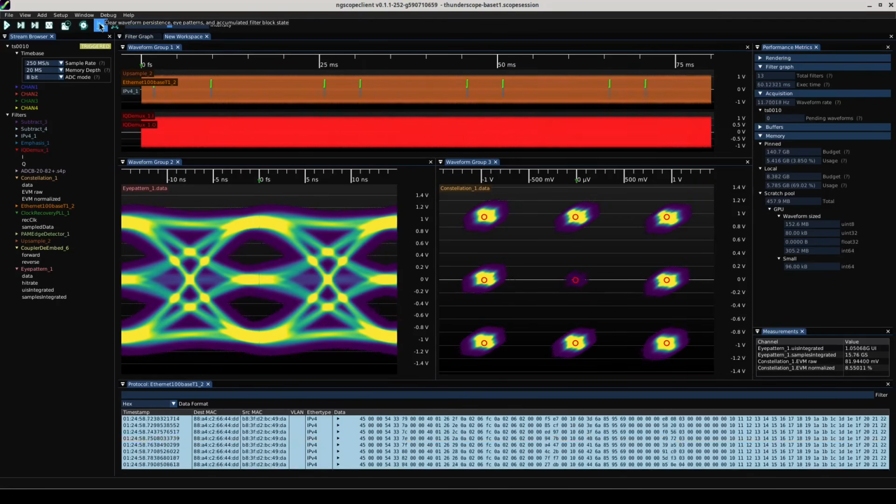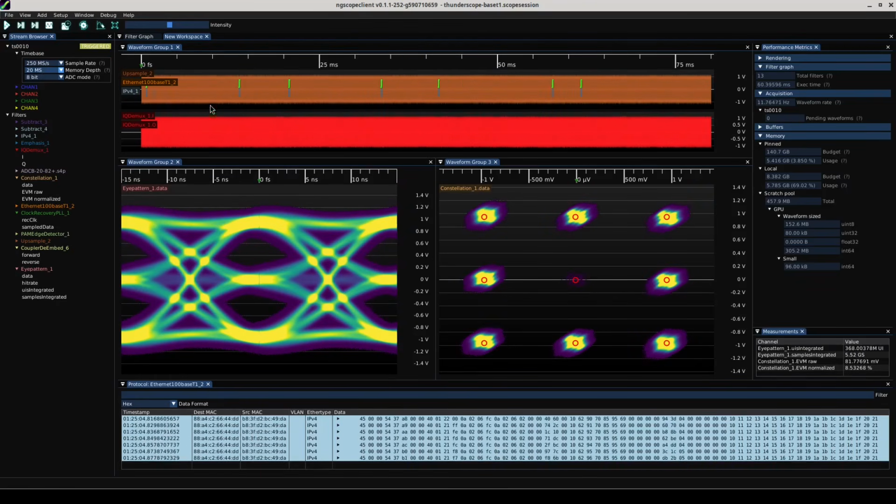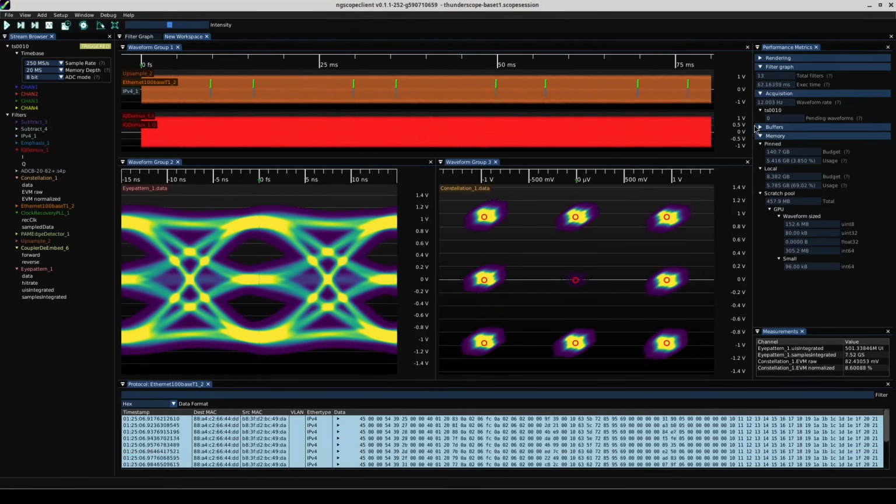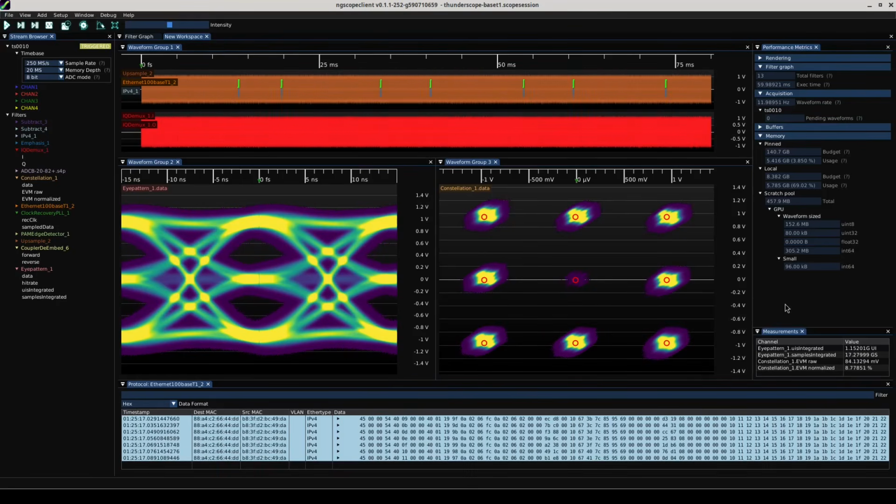And before we wrap up, I'm just going to clear everything so you can see how fast things update. 250 megasamples per second, 20 million points, coming in at about 12 waveforms per second. It hits 12 and a half when I don't have the screen capture running. The GPU bogs down just a little bit with the video pipeline running as well as ngscopeclient.